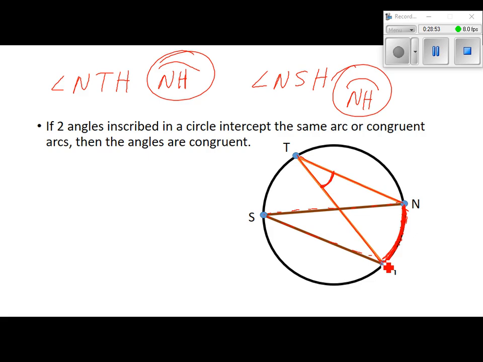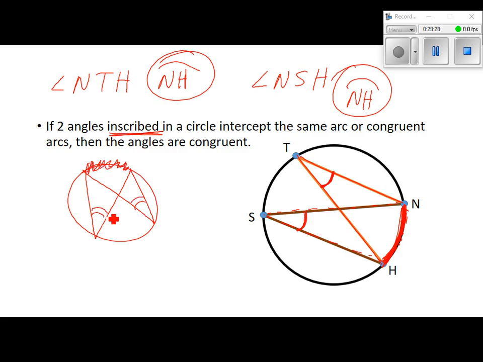So they both go with that same arc. Well, what that tells us is if they both go with that same arc, then these 2 angles have to be the same, because they're both inscribed angles. So those 2 angles have to be the same. So anytime I have a circle and I draw an angle and it cuts off this arc, then I draw some other angle and it cuts off that same arc, these 2 angles have to be congruent to each other.